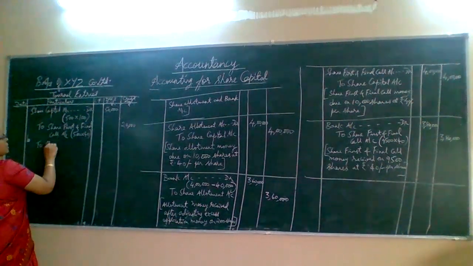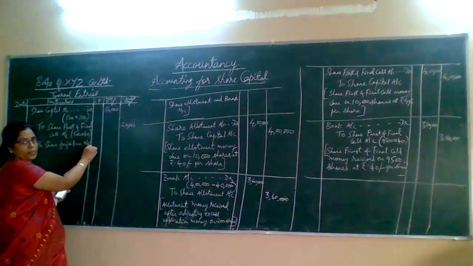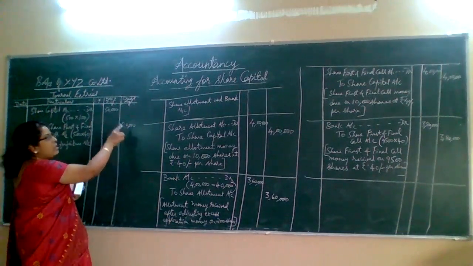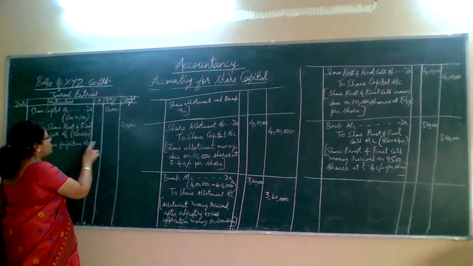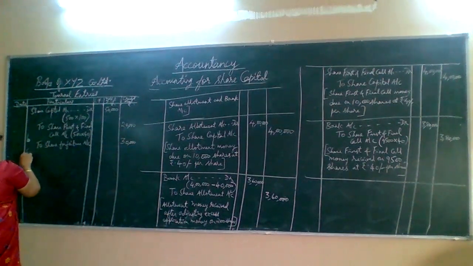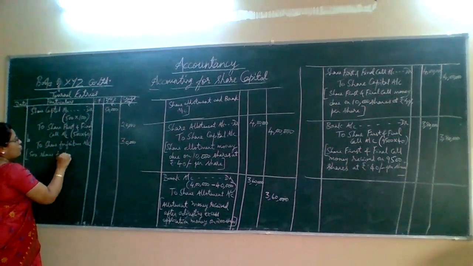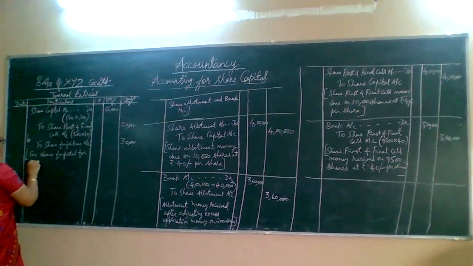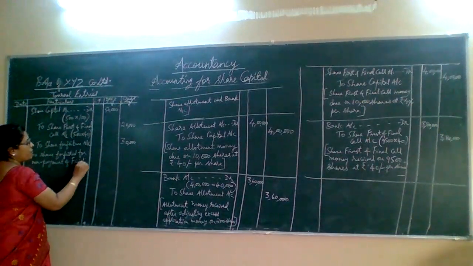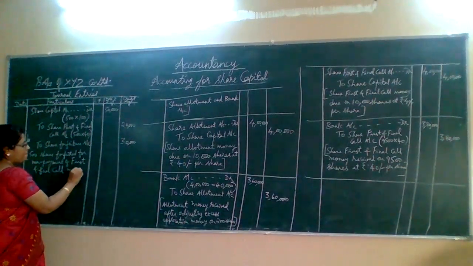Then to share forfeiture account, the balance amount. This is the application and allotment money that was received. Non-payment is 20,000 out of 50,000, so the balance of 30,000, which was received, will be transferred to share forfeiture account. Narration: 500 shares forfeited for non-payment of first and final call money.